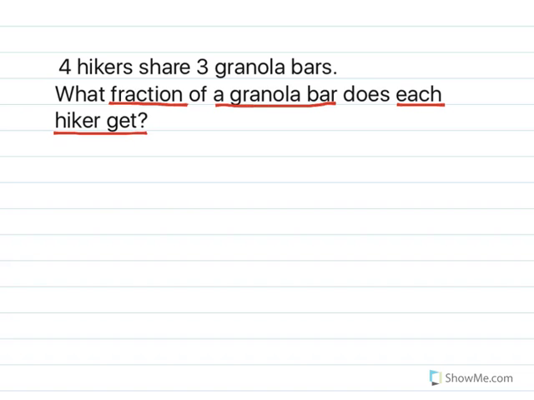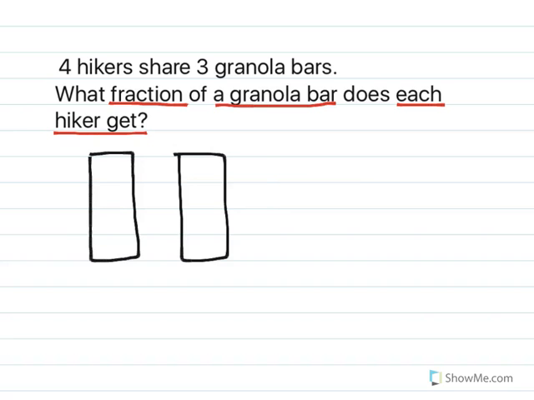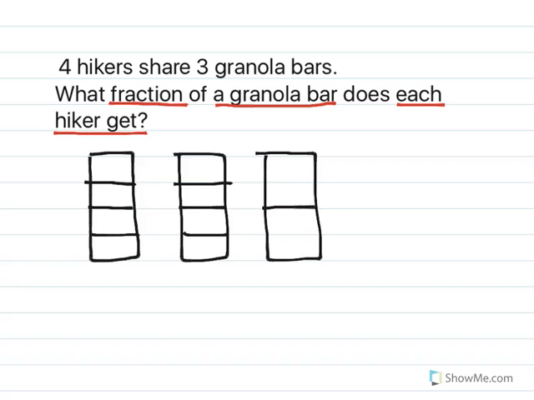So the first thing we're going to do is put our 3 granola bars. Here's 1, 2, and 3. Now we know that there's 4 hikers that are going to share these granola bars. So the first thing we need to do is divide each of these granola bars into 4 pieces since there's 4 hikers. So here's 4 pieces for this granola bar, 4 pieces for this one, and 4 pieces for the last one.